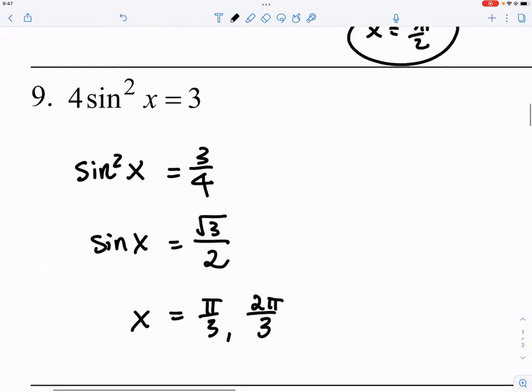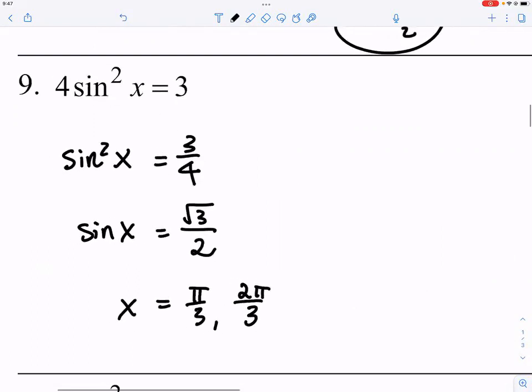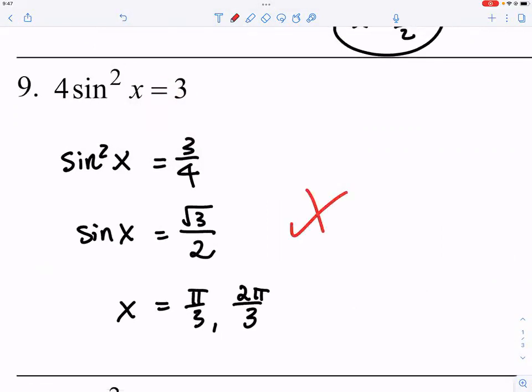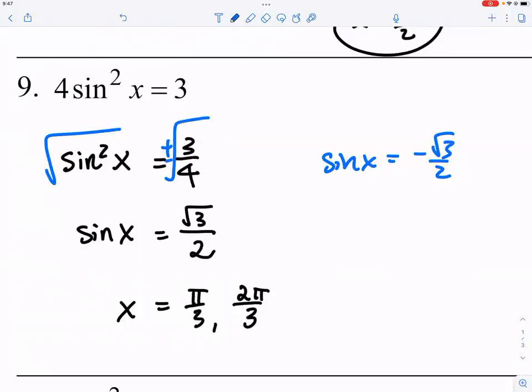Now, for number 9, if you stop right here, unfortunately, you would not receive full credit. Can anyone see why it would not receive full credit? Louder? Plus or minus? Because this is squared, right? The square of sine x gives you 3 over 4. So not only do you consider the positive root 3 over 2, you should also consider that sine x can be negative root 3 over 2. So when you take the square root, it has to be a plus or minus square root.